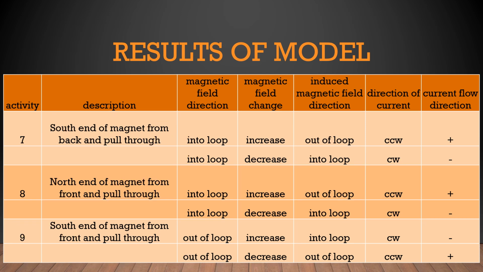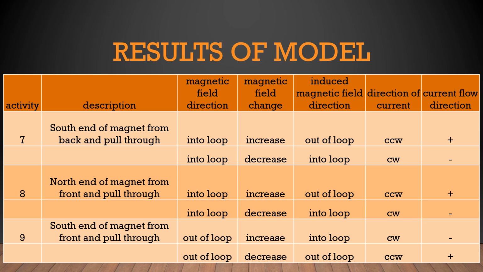These are the last three activities, starting with activity 7. We had the south end of the magnet from the back and pulled it through, which produced an EMF initially out of the loop and then finally into the loop. Activity 8 was the north end of the magnet from the front and then pulling it through the back, which produced an initial EMF out of the loop and a final EMF into the loop.